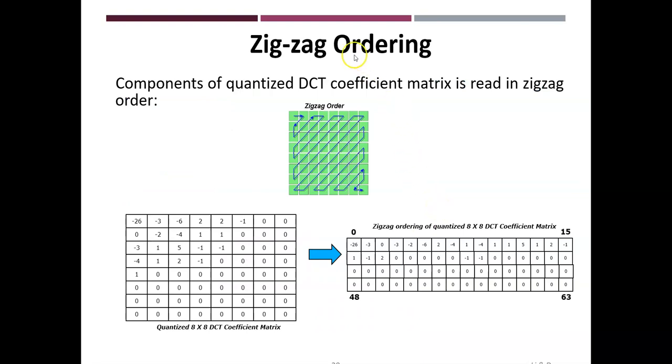Okay, so after that we implement zigzag ordering. The components of the quantized DCT coefficient matrix are read or arranged in zigzag order. So if you can see, this is the zigzag order, from the first column, next, going down, and we do zigzagging until the last block. So here, based on the quantized DCT coefficient matrix, we arrange it in zigzag ordering, starting from 0 until 15.